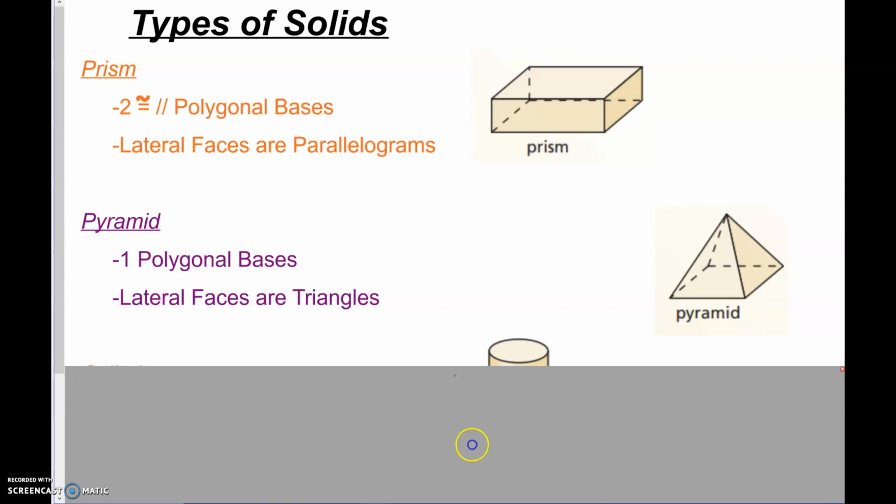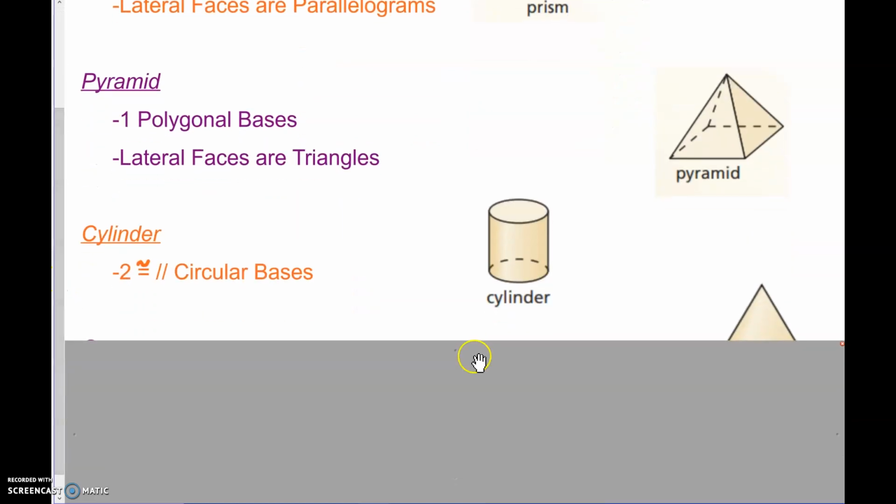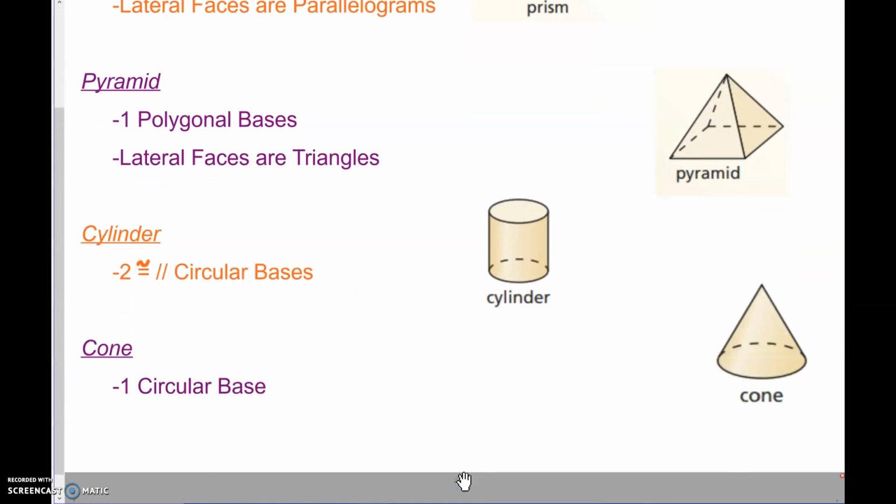The types of solids that we have are prisms. Prisms have two congruent polygonal bases. So if you look at the prism, sometimes it's sitting on what we call the base. So the bottom and top are parallel to each other and congruent. And then the sides going around that would be considered your lateral faces. In your pyramid, you only have one polygonal base, so this one looks like it might be a rectangle or possibly even a square, and then the lateral faces are all triangles. In a cylinder, you do still have two bases, but they are circles, they are not polygons, and then a cone has one circular base.